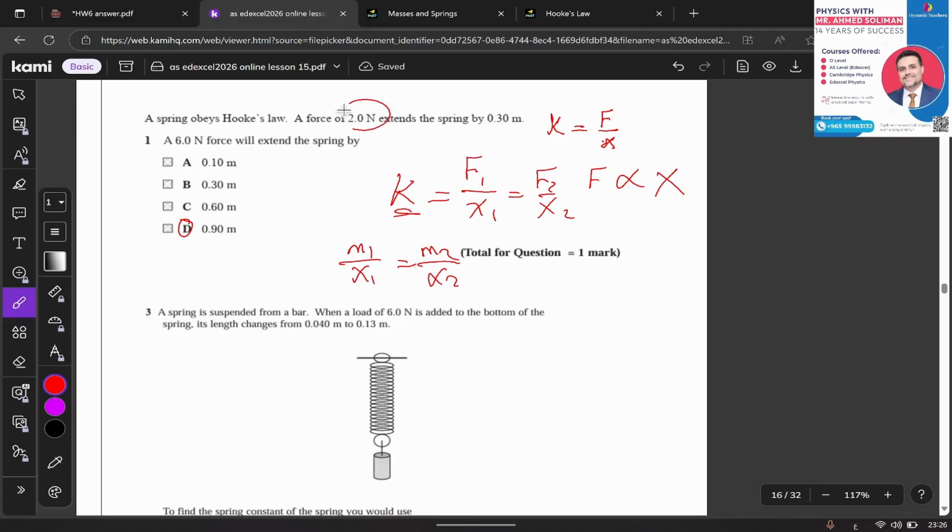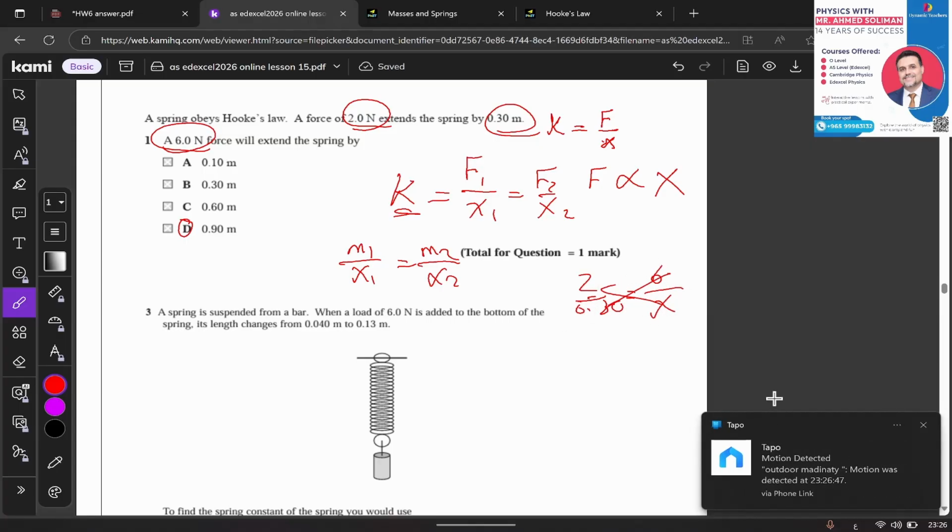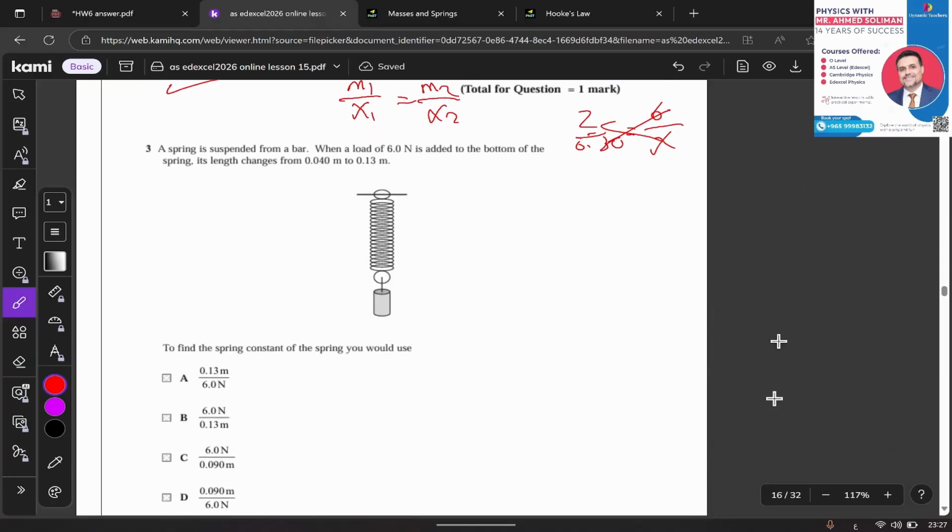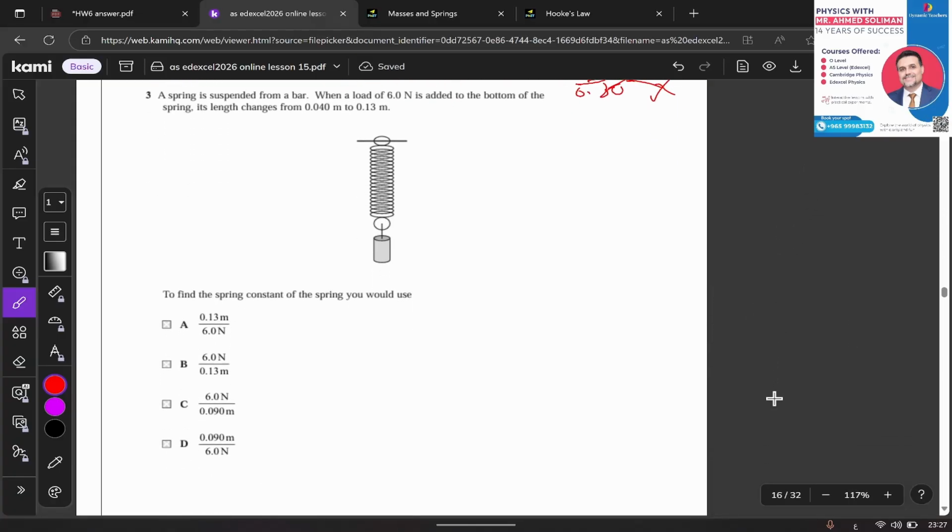So now we have force and extension, and a new force, and we need the new extension. So we can write 2 over 0.30 equal 6 over x. Cross multiplication will give you the same answer. Do you understand, Habiba? Yes. Mirola, do you understand? Yes. Okay, so it's correct. Next, Mirola.